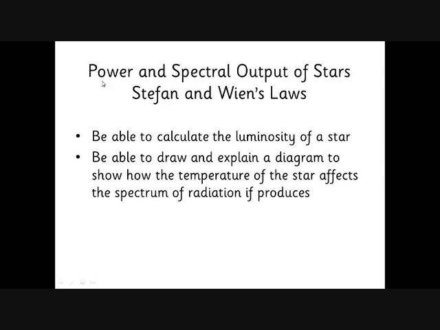So now we know a bit about the magnitude of stars, we can look at the power output of stars and what we call their spectral output. That's the range of wavelengths they produce. There's two laws that govern this, called Stefan's Law and Wien's Law.